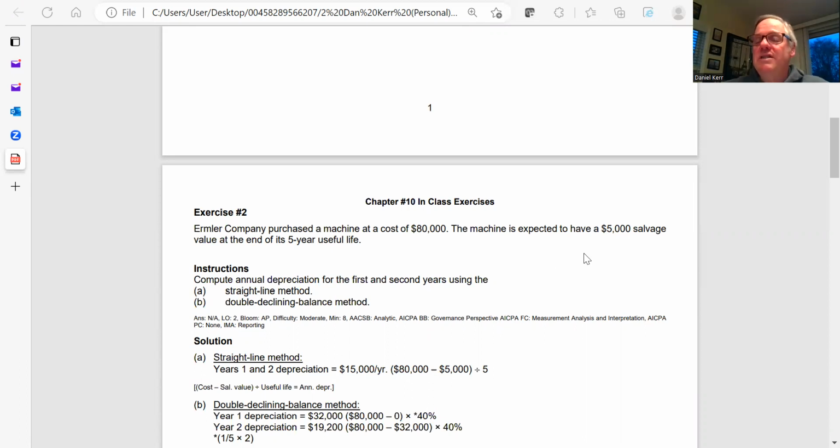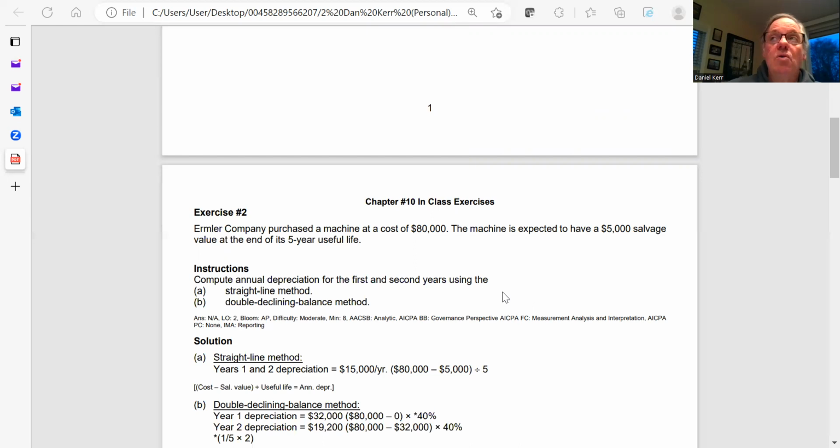So depreciation is the systematic and rational way of taking the cost of the asset and spreading it over its useful life. Now, depending upon what method you use, you're going to get different answers. So we have straight line, we have declining balance, we also have units of production. In this particular exercise, we're just asked to compute depreciation for the first 2 years under the straight line method and under the declining balance method.